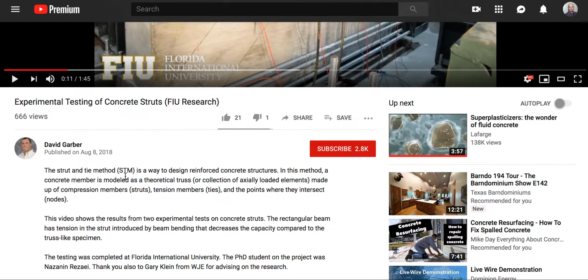So the strut and tie method, STM, is a way to design reinforced concrete structures. In this method, a concrete member is modeled as a theoretical truss or collection of actual loading elements made of compression members, struts, tension members, ties, and the points where they intersect, nodes. This video shows the results from 2 experimental tests on concrete struts. The rectangular beam has tension in the strut. Okay, so rectangular beam, yeah. Tension in the strut introduced by beam bending that decreases the capacity compared to the truss-like specimen.